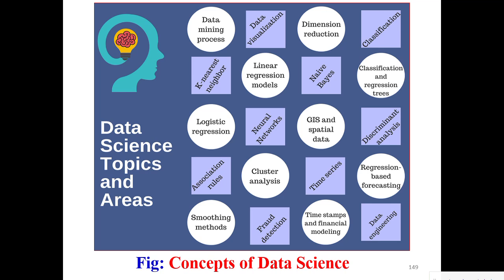Then classification and regression trees. Under classification we are using decision trees in order to classify the data, taking the decision based on the root node. Likewise, we are calculating. Then logistic regression is one of the regression techniques in order to predict the future value based on the past values.